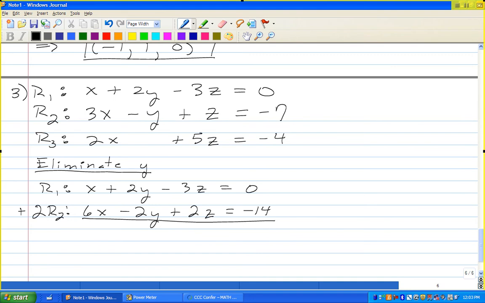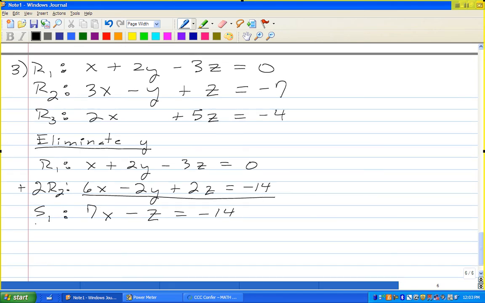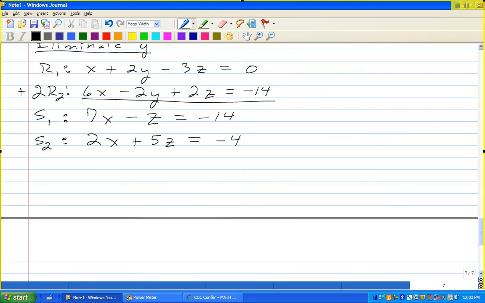So this is equal to 7x, y's cancel, minus z equals negative 14. I'll call this S1. And then I'll call the third equation, R3, S2. And so if I do that, what I notice is that now I have two equations and two unknowns. And let me try to solve that. And that is something that we've done in the past. And so let's try to eliminate z.